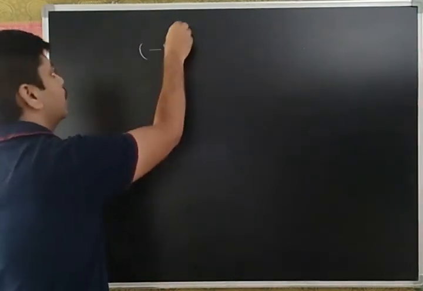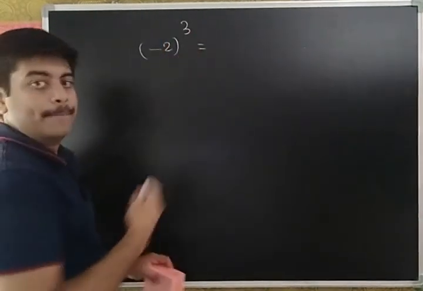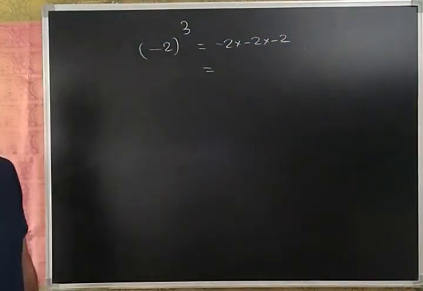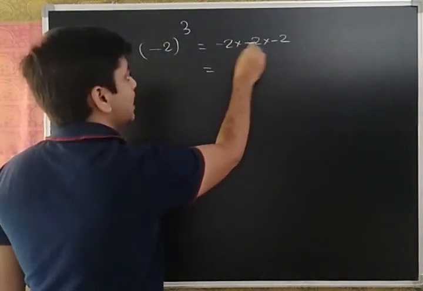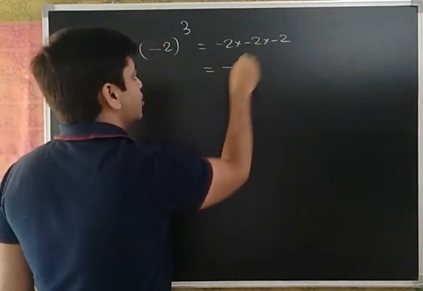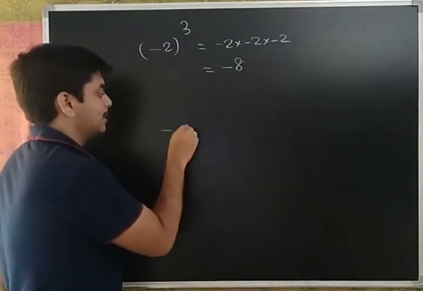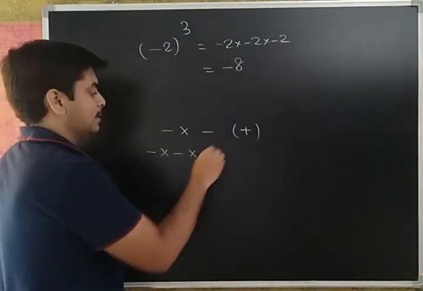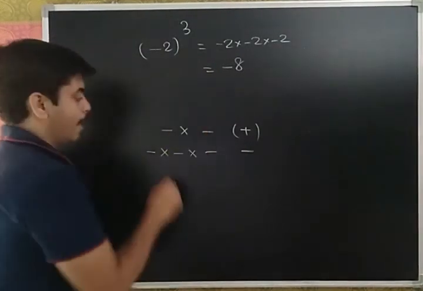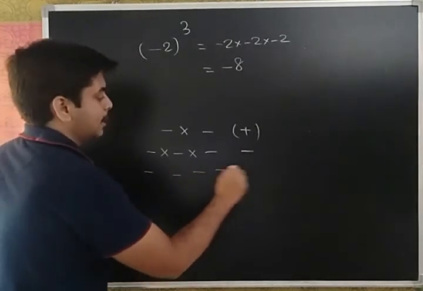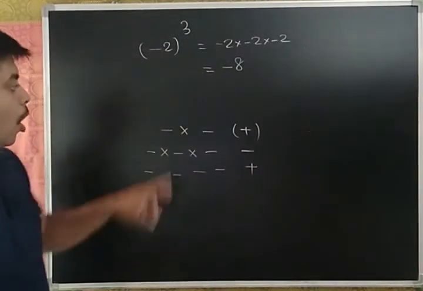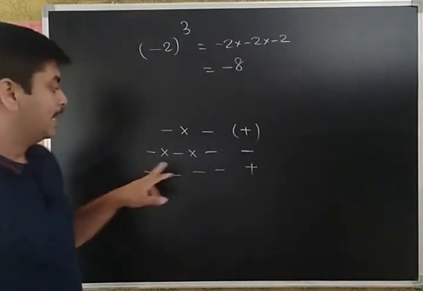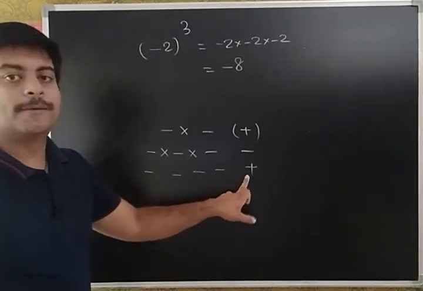Minus 2 whole cube, what is that? Minus 2 into minus 2 into minus 2. So what is the answer? Minus into minus into minus, and 2 into 2 into 2 is 8. What is minus into minus? It is actually plus. Minus into minus into minus gives you again negative. Minus into minus into minus into minus will again give you positive. Odd number of times if you are multiplying, you will have negative. Even number of times if you multiply, you have positive.